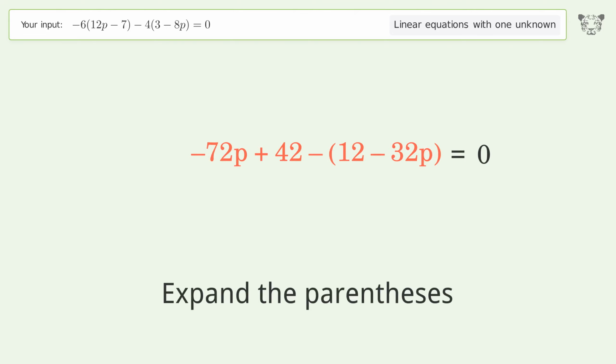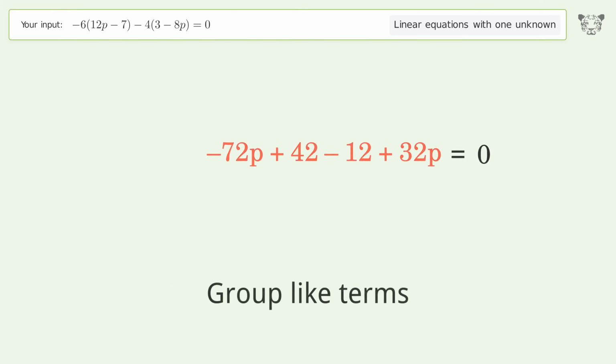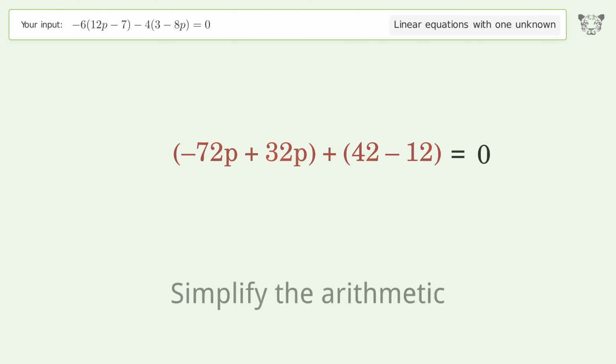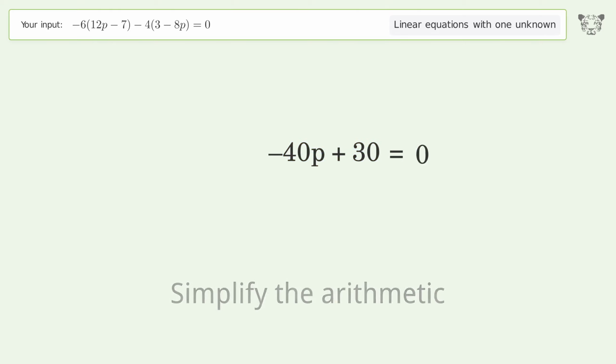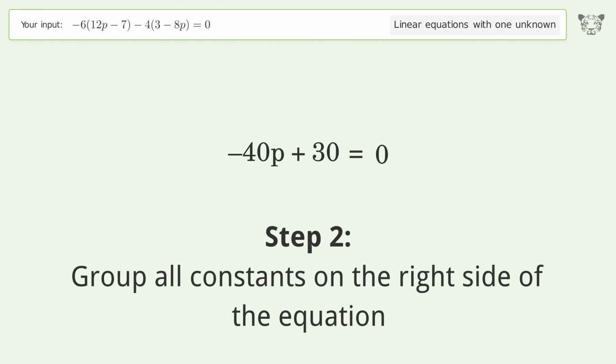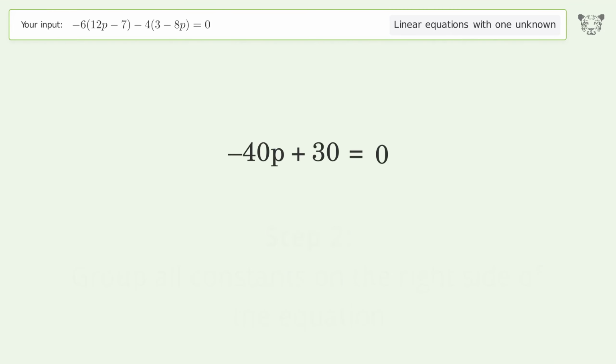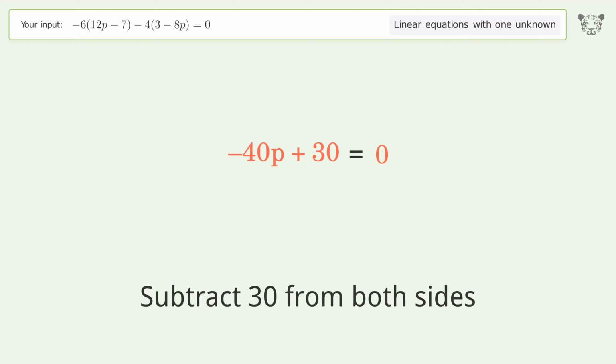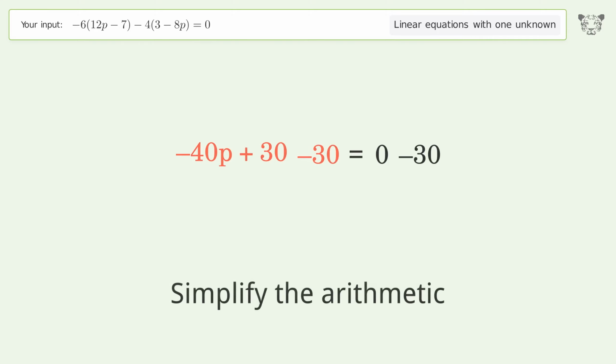Expand the parentheses. Group like terms. Simplify the arithmetic. Group all constants on the right side of the equation. Subtract 30 from both sides. Simplify the arithmetic.